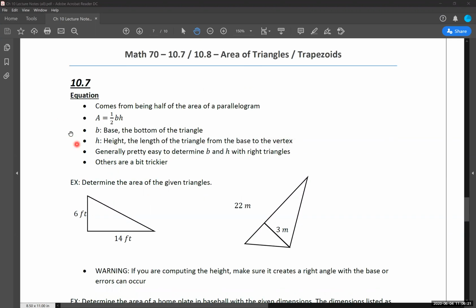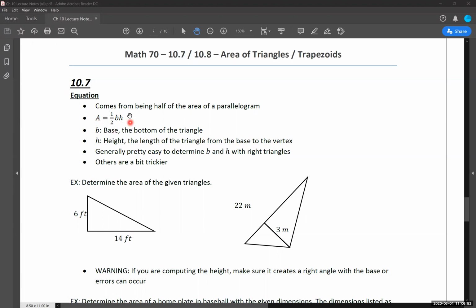Our main equation for determining the area of a triangle, regardless of whether it's a right triangle, obtuse triangle, scalene triangle, whatever type of triangle we have, is always going to be this formula. The area is equal to 1/2 the base times the height. Some people like writing this as 0.5 base times height. You can do that also. I like fractions over decimals, but that's just me. But this is our core equation that we're using.